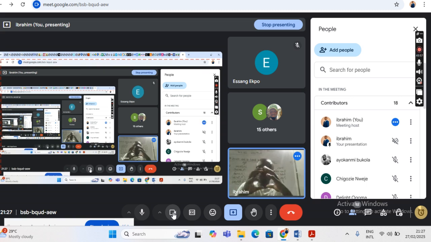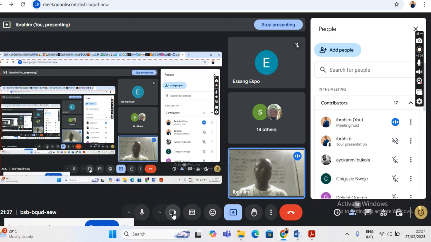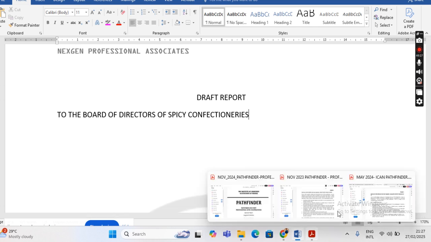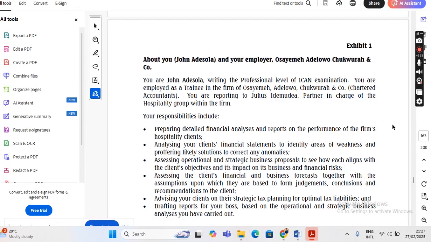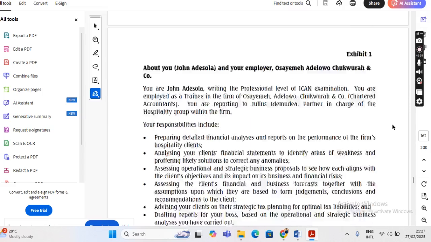Now, you do a draft report, right? You prepare it. You address it to the board. It is an external report. Then you give it to your boss. Your boss will now look at it and say, okay, correct this, remove this, and add this, and that is how it works. So that is why I say it is to the board of directors of Spicy Confectionaries, right? So we can move ahead, right? Now, is it a limited liability company? It should be, right? Spicy Confectionaries Limited.